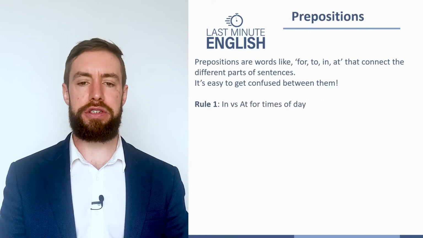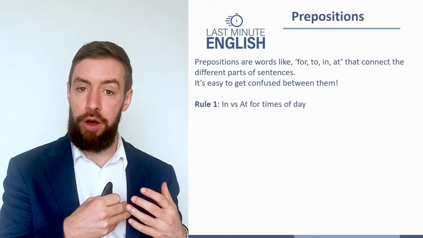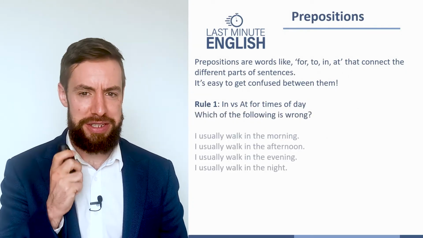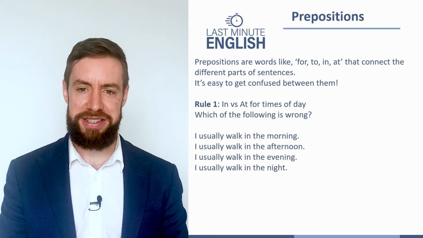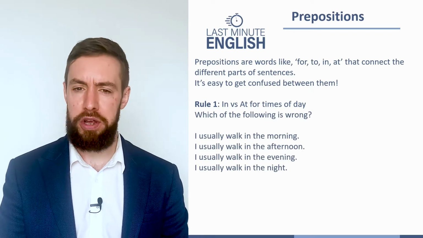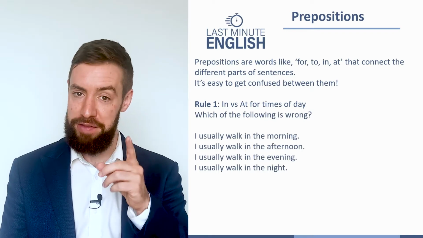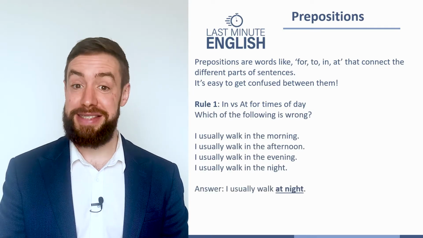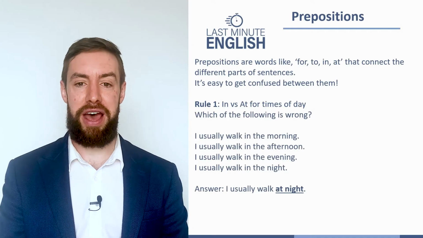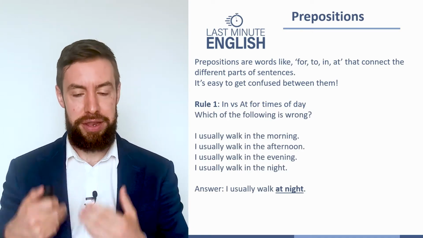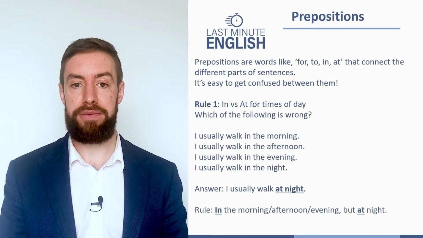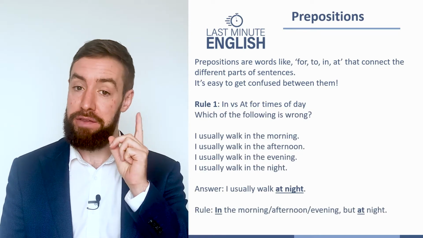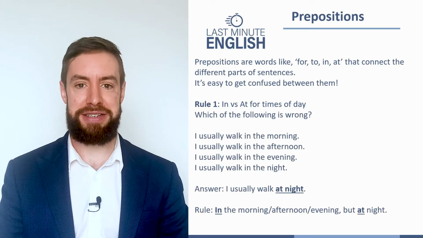The first one we're going to look at is in or at for times of the day. So what I want you to do is look at these 4 sentences, see if you can see which one is wrong. Have a quick look. Which one do you think? The wrong one is the last one. We don't say in the night, we say at night. The rest of them are correct. In the morning, in the afternoon, in the evening, but instead of in the night, it should be at night.